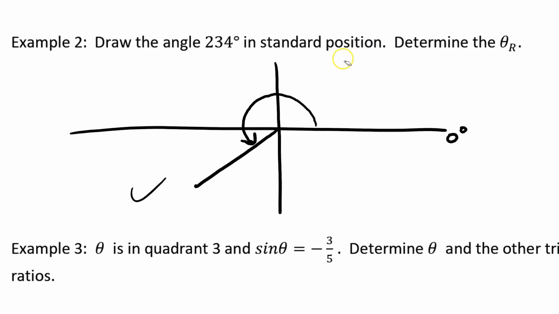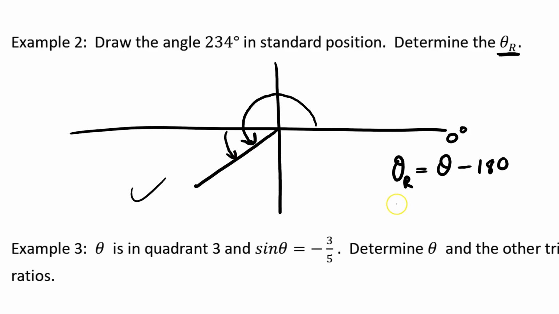Now here's the second part. Determine the reference angle. Well, what I'm looking for is the distance between the angle and the x-axis here. So in order to find my reference angle in quadrant 3, I'm going to say it's going to be my angle minus 180. Because if I have my whole angle and I subtract the 180, that is from here to here, I'll figure out what this from the x-axis to the terminal arm will be.